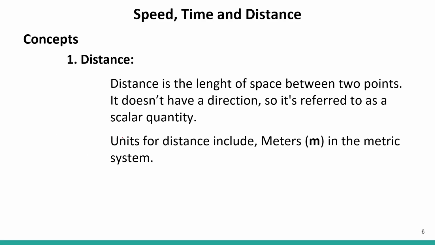Let's go forward and start with the first topic, that is distance. Distance is the length of space between two points. It is always in two dimensions. Between two points it doesn't have a direction, so it is referred to as a scalar quantity. So distance is a scalar quantity. There are other scalar quantities also.